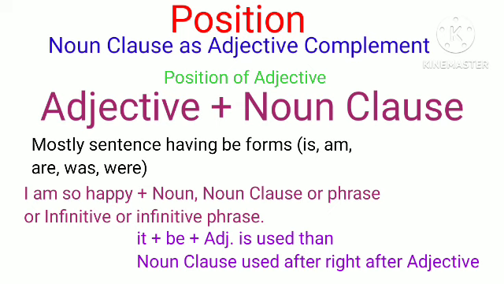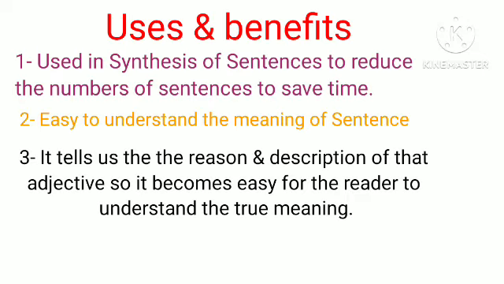That was the first structure, and the second structure is it plus be plus adjective, and after that a noun clause is used. Now let's talk about uses and benefits of noun clause as adjective complement. It is used in synthesis of sentences to reduce the number of sentences and save time. Number 2, it is easy to understand the meaning of the sentence, and it tells us the reason and description of that adjective, so it becomes easy for the reader to understand the true meaning of a sentence.